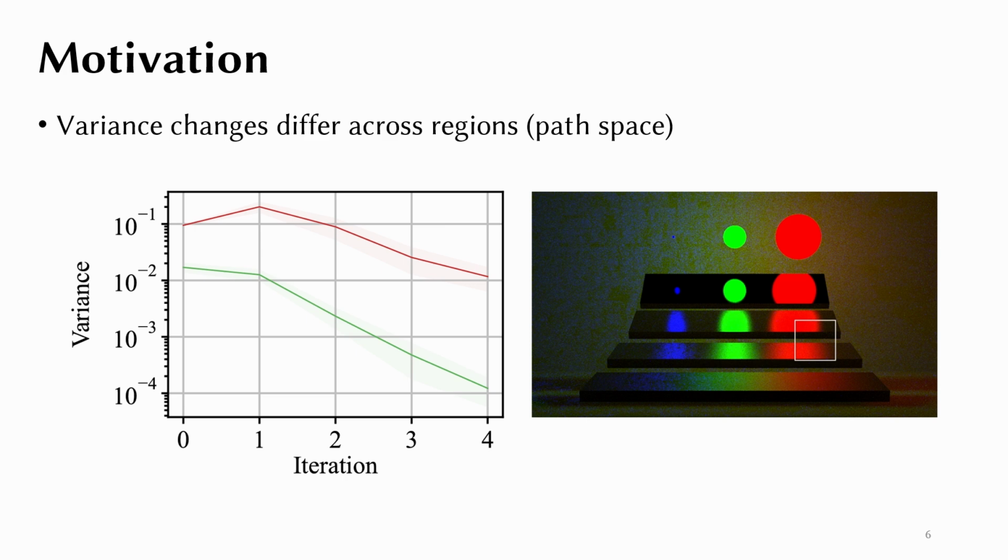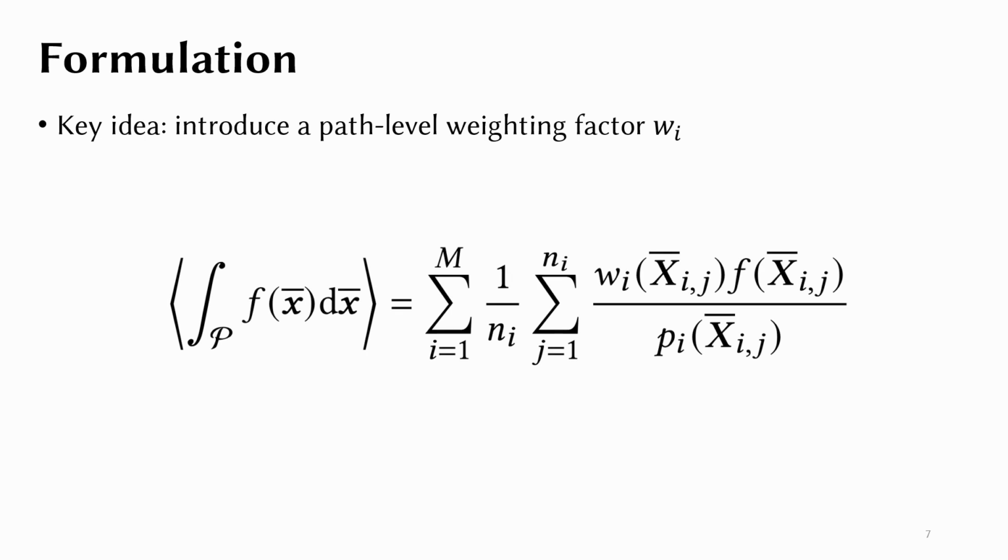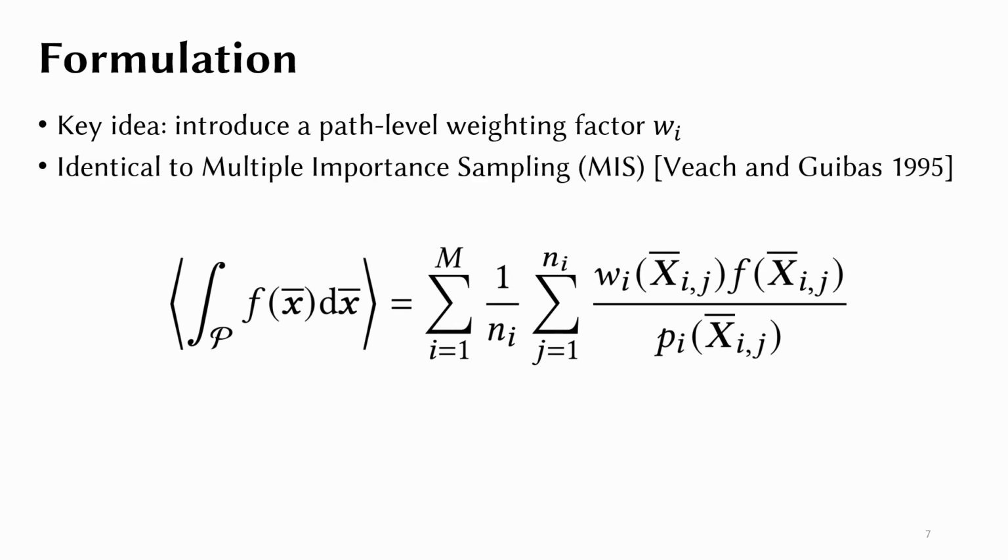Therefore, our key idea is to introduce a path-level weighting factor, Wi. And when we write down the formulas mathematically, we can find it identical to multiple importance sampling, or MIS, which is well known in the rendering community.